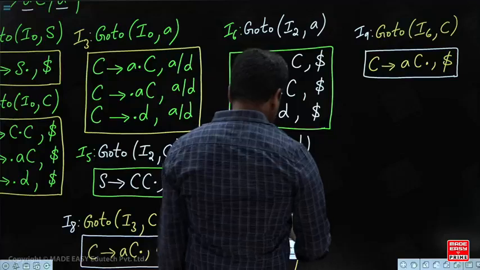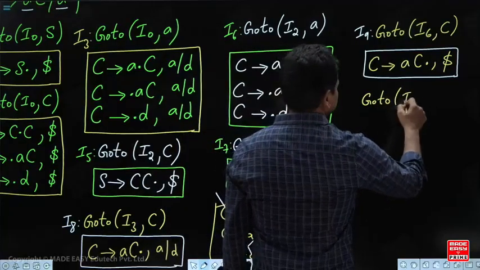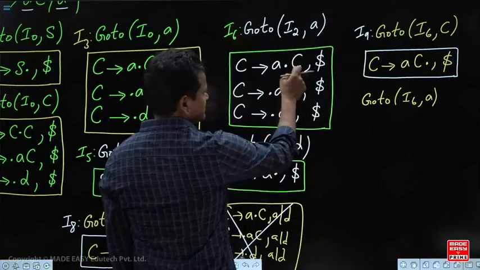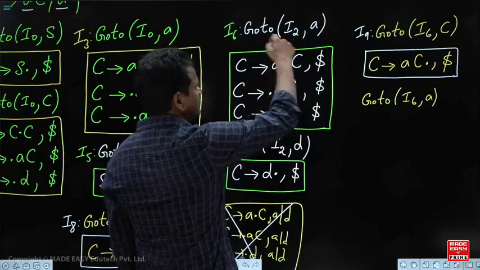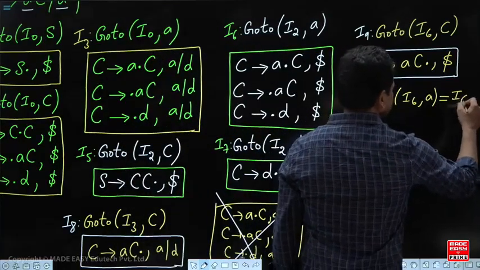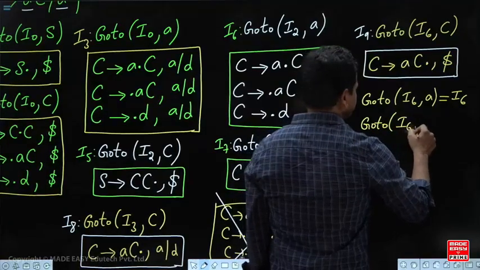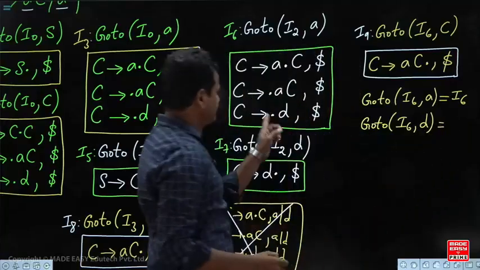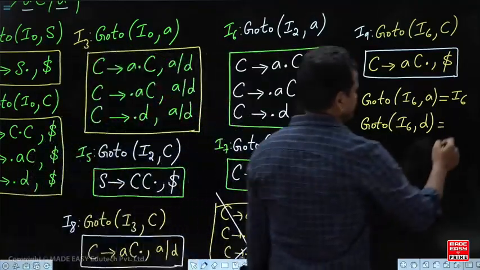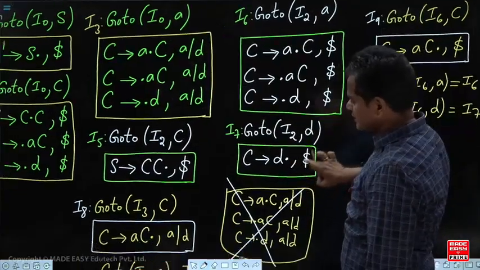Next, I6 comma next symbol A. Goto of I6 comma small a. What will you get? Just move the dot. A dot C, which means this one. Again C has productions. So you will get I6 comma A, the same I6. I6 comma A is I6. Next, goto of I6 comma D. C derives D dot, dollar, which is this one, I7. So I6 is completed and I7 already completed.